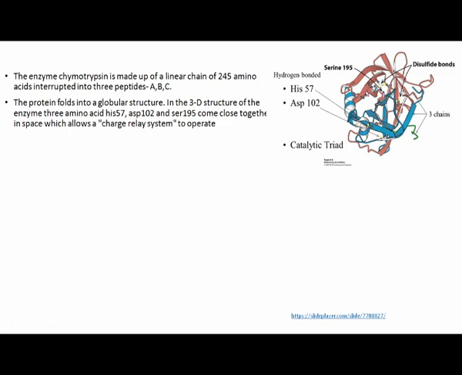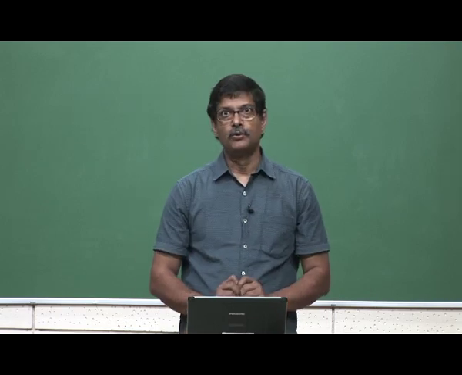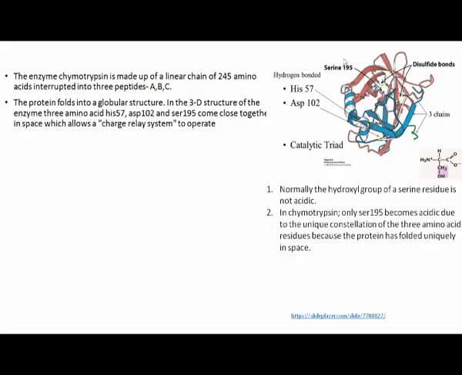Let us look at how it works. Normally the hydroxyl group of a serine, which is this one. So, you remember here is the serine, it looks like this. So, you have a hydroxyl right there, OH. This hydroxyl group of the serine is not acidic. So, in chymotrypsin only the serine 195, which was just a hydroxyl group and was not acidic, becomes acidic due to the presence of this histidine and aspartic acid in close proximity in the folded structure.